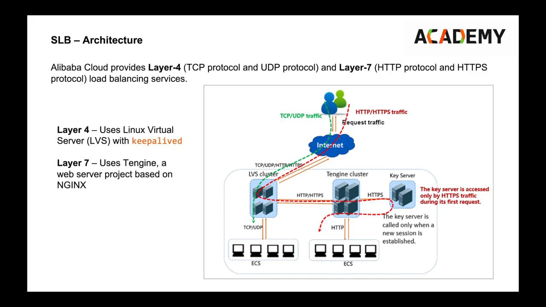For Layer 7 traffic, so that's HTTP and HTTPS, we use Tengine, which is a web server based on Nginx. So our routing is done via Tengine rather than LVS. But the concept is similar. We have a cluster of Tengine servers that pass traffic back to the backend ECS instances.